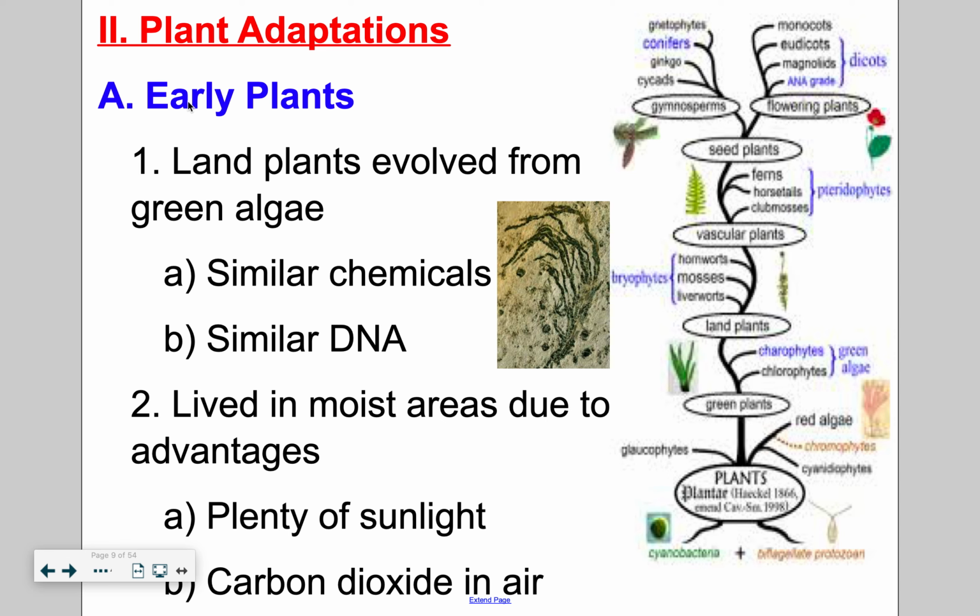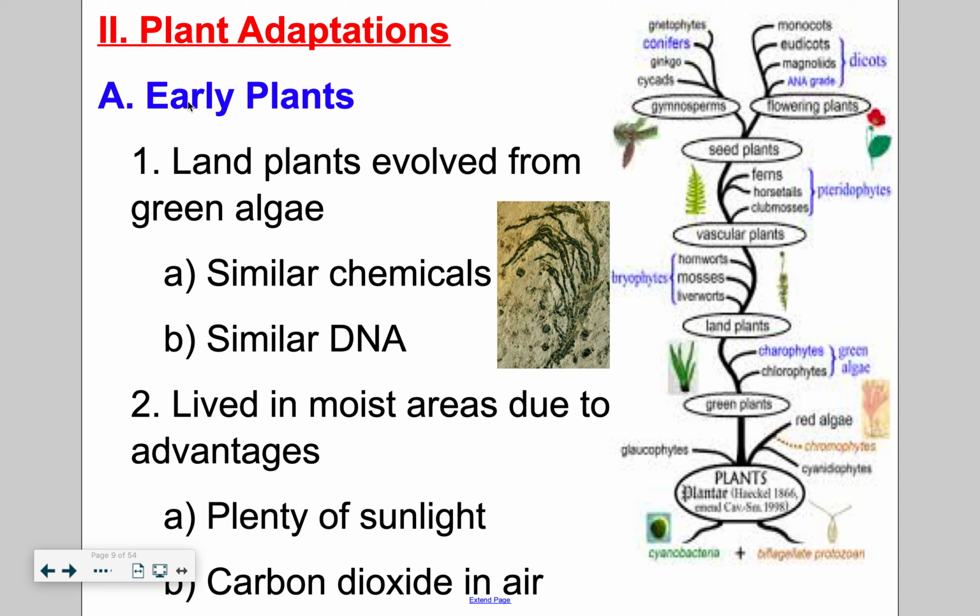I always like to envision some kind of green algae just on the surface of a body of water, like a lake or a pond, and then I hear Space Odyssey theme music in the background. Dun, dun, dun, dun, dun. And all of a sudden, this algae just flops onto land. Boom, boom, boom. Obviously, that's not how it happened, but that's what I like to picture in my head when I discuss land plants. So land plants evolved from green algae.